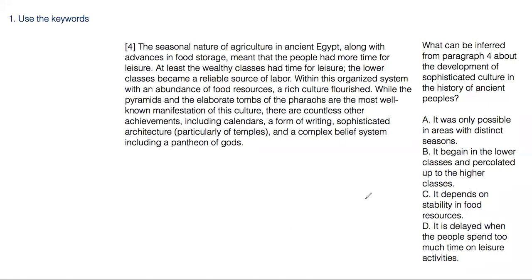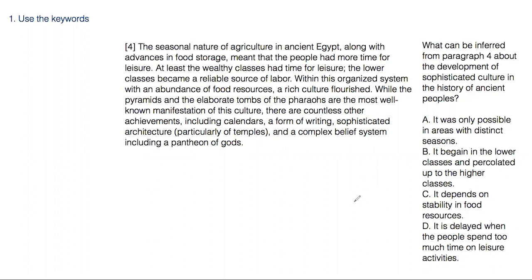Strategy number 1 tells you to use the keywords. So with this kind of question where you're inferring or implying, they will not make it too impossible for you to use the keywords to get you to the answer. So let's read this paragraph together and see if we can pull out some keywords to help us answer this question.